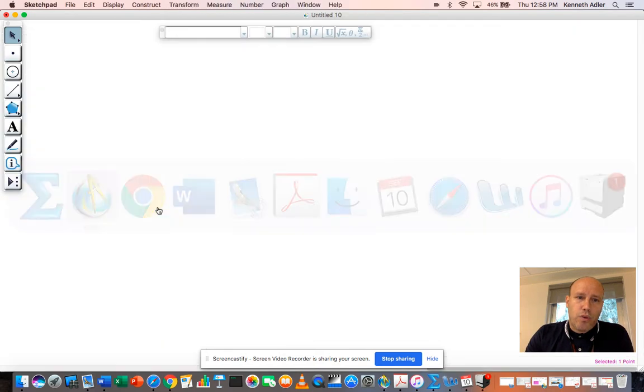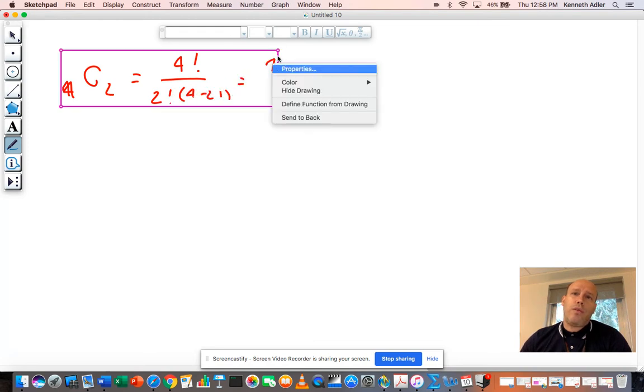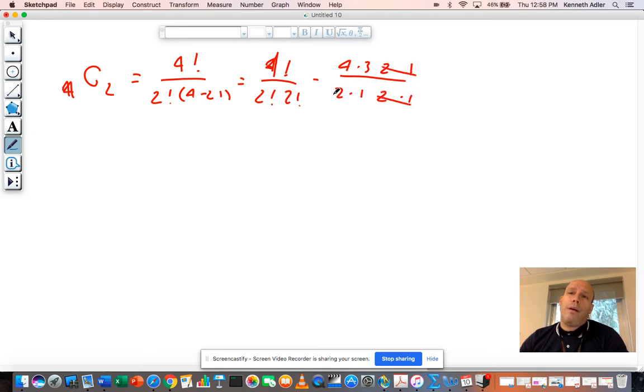Okay, so the first is 4 choose 2. We know it's 4 factorial over 2 factorial times 4 minus 2 factorial. It's 4 factorial over 2 factorial times 2 factorial. 4, 3, 2, 1 over 2, 1, 2, 1. That goes out with that. Final answer, 6. What's the next one?